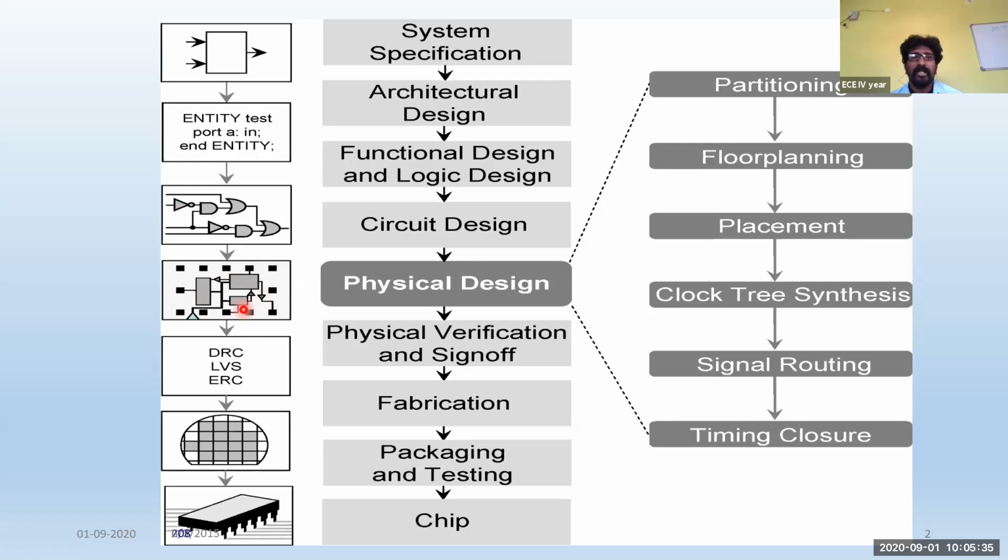In the physical design, as we have discussed in the previous lectures, these are the main important points. The first one is partitioning. You are supposed to partition the integrated circuit which is given to you in a very efficient way, so that the maximum number of components can fit in that particular smaller area.